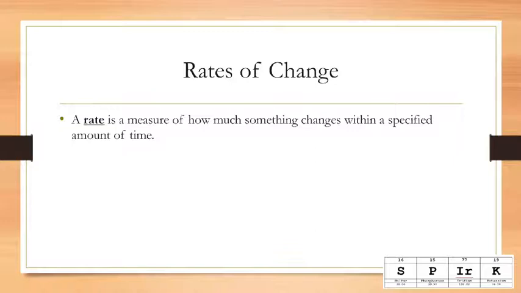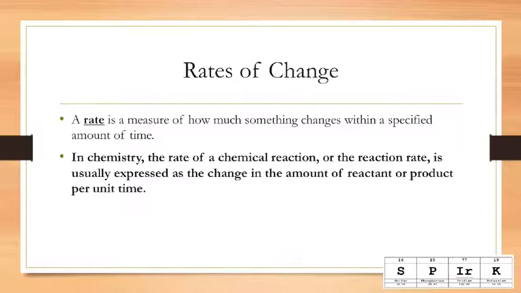A rate is a measure of how much something changes within a specified amount of time. In chemistry, the rate of a chemical reaction, or the reaction rate, is usually expressed as the change in the amount of reactant or product per unit time.